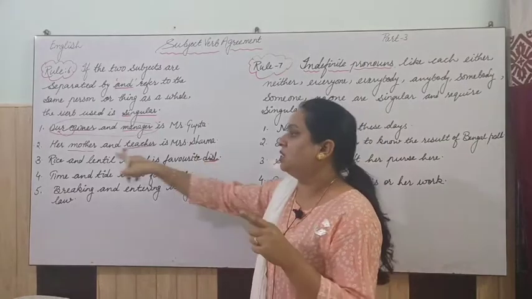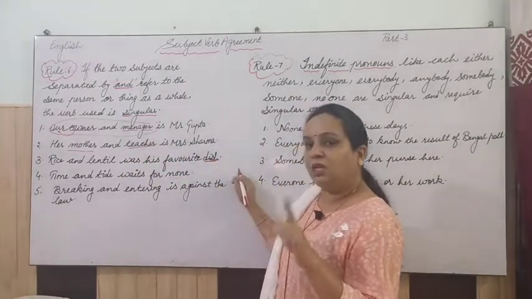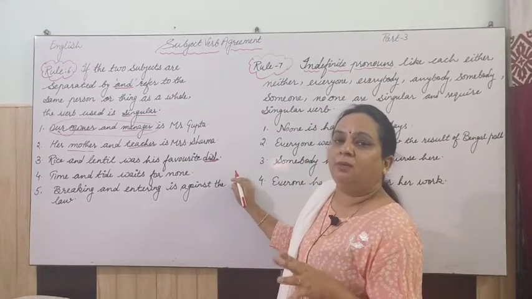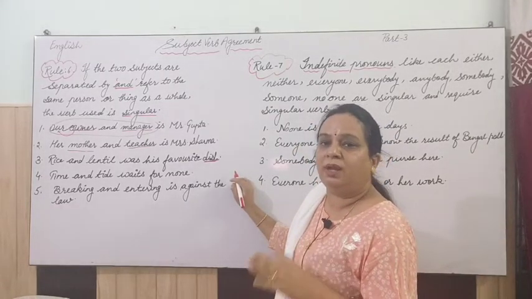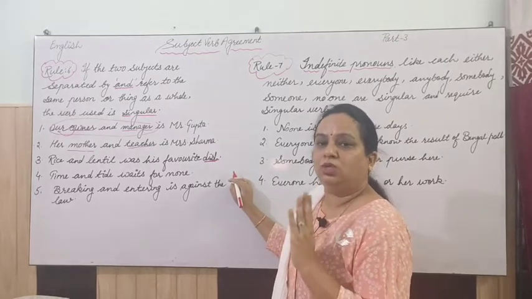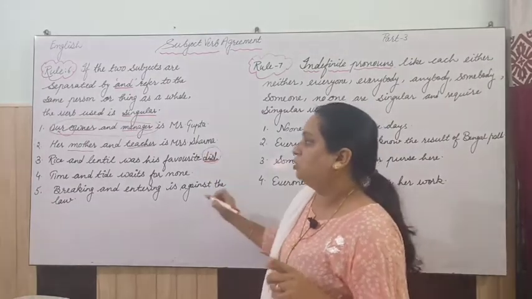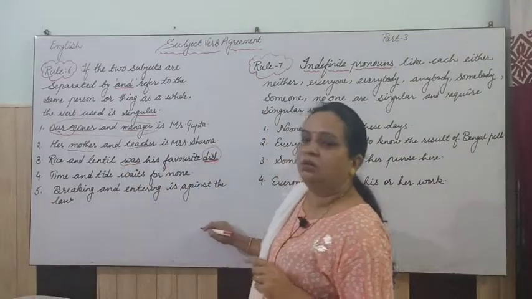So the dish is rice and lentil. It is one thing, same as what I have told you: bread and butter is my favorite breakfast. That breakfast is one only, right? So that's why we are using "was" here, meaning this dish is making only one quantity.